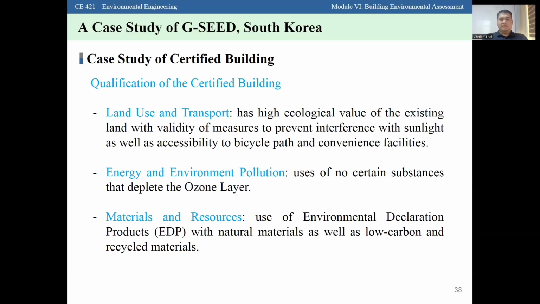This location itself has a very high ecological value of the land, with many measures to prevent interference with sunlight, as well as accessibility to bicycle lanes and other convenient facilities. Next is energy and environmental pollution. Since this is a traditional home, the building was constructed without any substance that depletes the ozone layer, and the materials and resources used are environmental declaration products, with natural materials such as low carbon and recycled material.